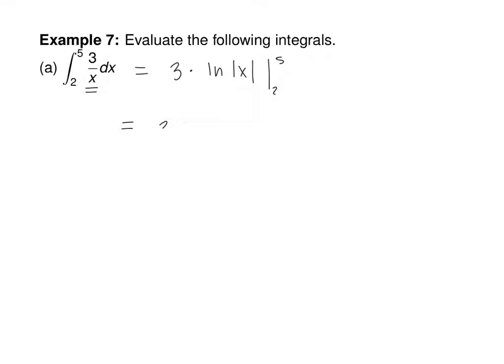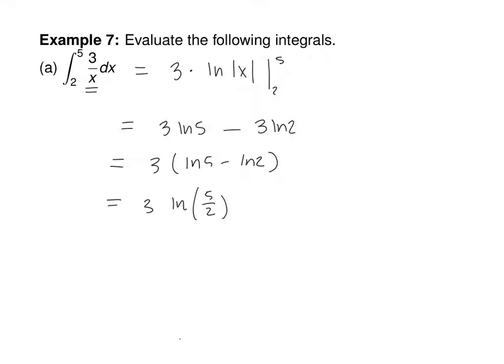So that becomes 3 ln 5 minus 3 ln 2, or 3 times ln 5 minus ln 2. Can you write that as 1 natural log? Divided by 2. Great. I won't make you do that, but it's just a possibility that it could happen.